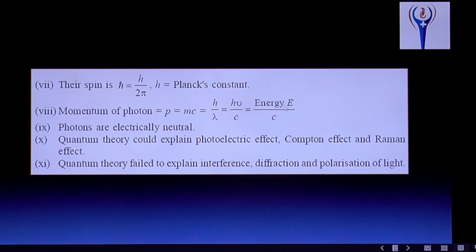And photons are electrically neutral. Neutral means no charge. Photons have no negative and no positive charge. It is a neutral charge. And quantum theory could explain the photoelectric effect, Compton effect, and Raman effect. But it failed to explain interference, diffraction, and polarization, though these were explained by the previous theory.